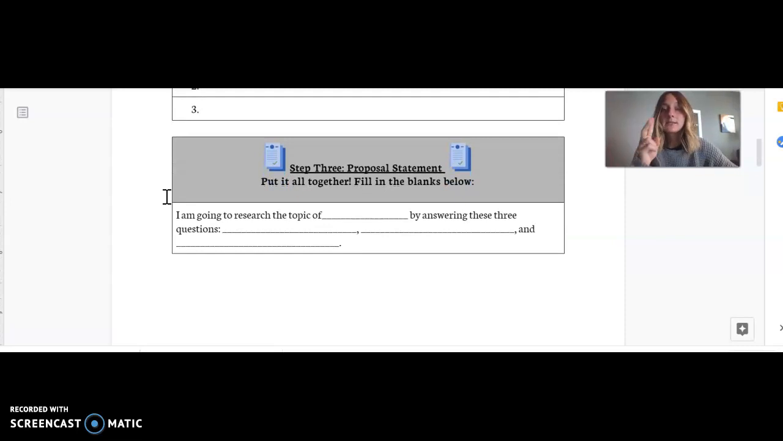Step 3, you put it all together. So you put step 1 and step 2 together into a statement. It may seem redundant, but this is really what your teachers are going to look at. And you want to just clarify, this is my topic. I'm going to research this. And these are my 3 questions. Okay. So let's take a look at an example.